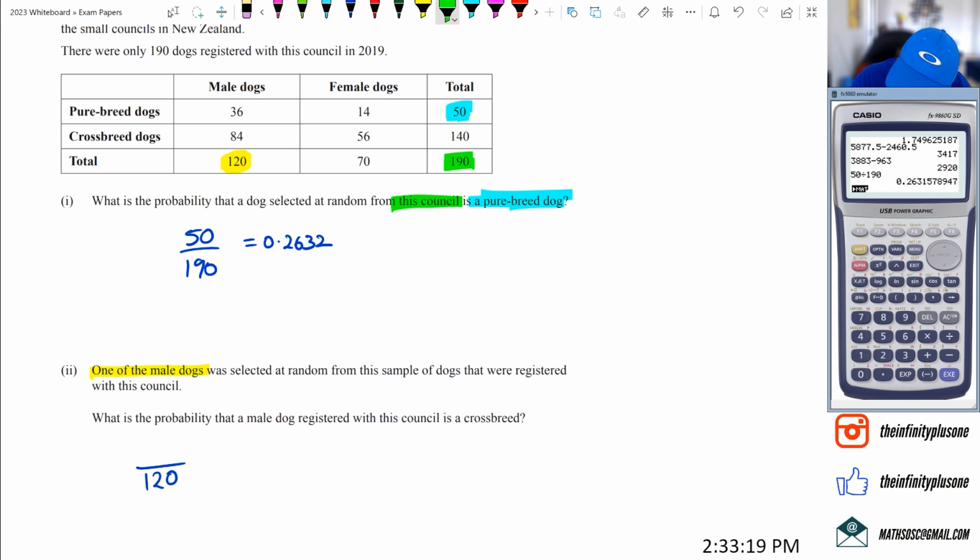And then the next part of the question is saying, from the sample registered with the council, what's the probability that the male dog registered was a crossbreed? So crossbreed is 84. So it's 84 out of 120. 84 out of 120 gives me 0.7.